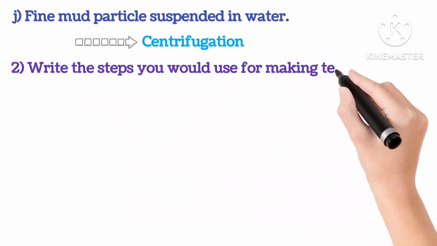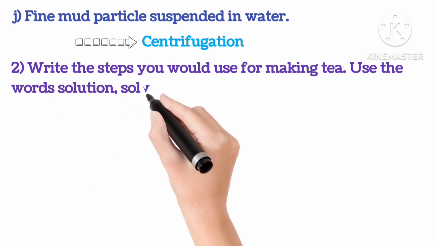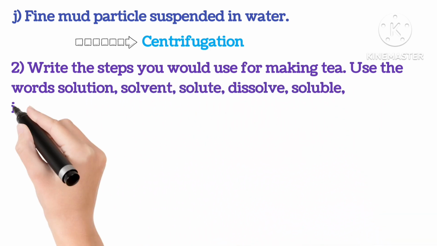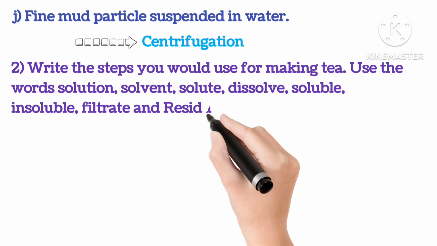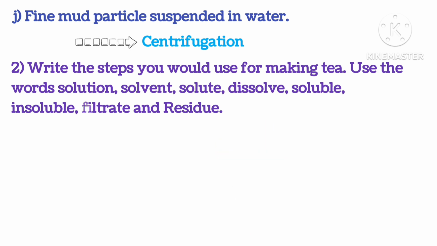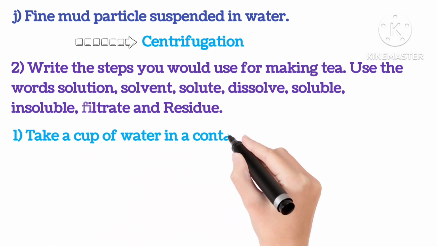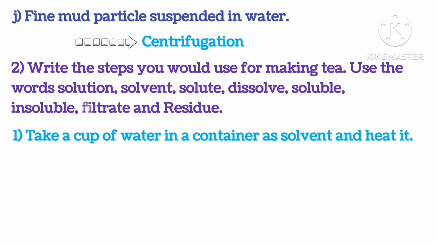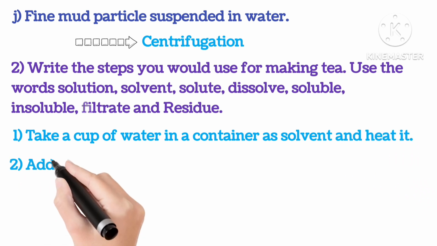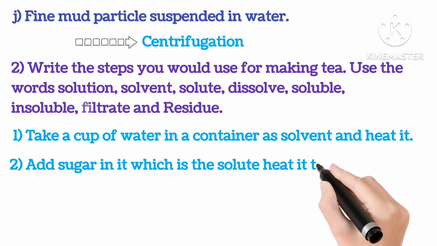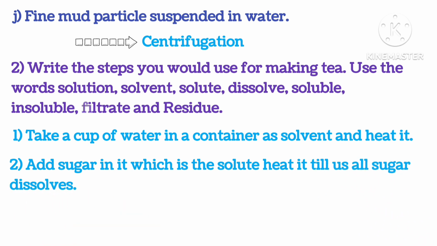Write the steps you would use for making tea. Use the words solution, solvent, solute, dissolve, soluble, insoluble, filtrate, and residue. First, take a cup of water in the container as solvent and heat it. Then add sugar to it, which is the solute. Heat it till all the sugar dissolves.